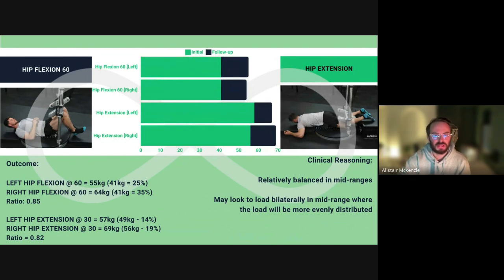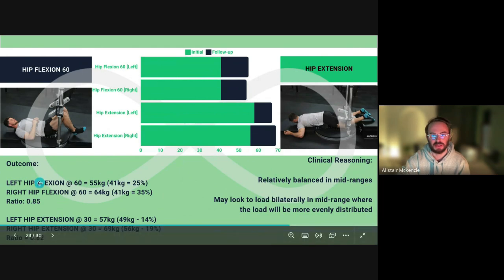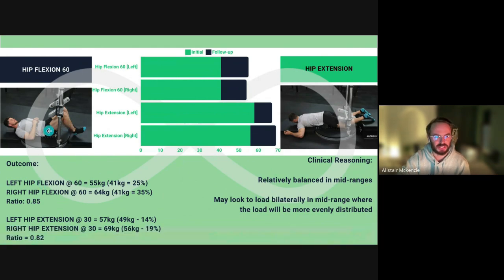Okay, so we're now moving into more mid-range kind of positions for the sagittal plane, and hip flexion and hip extension. Hip flexion in 60, hip extension in this 30 degrees position. Jimmy will kill me for not knowing that.